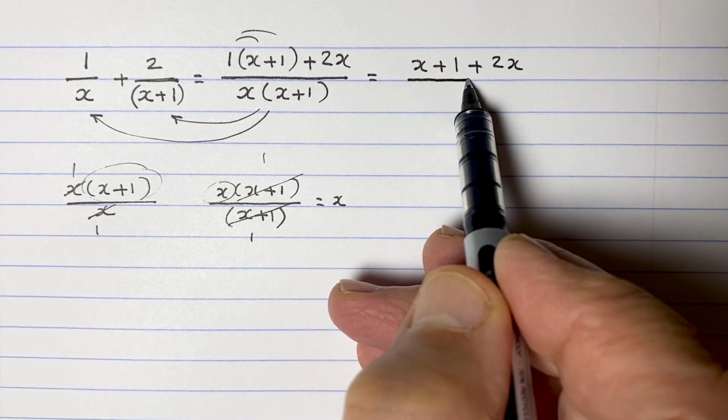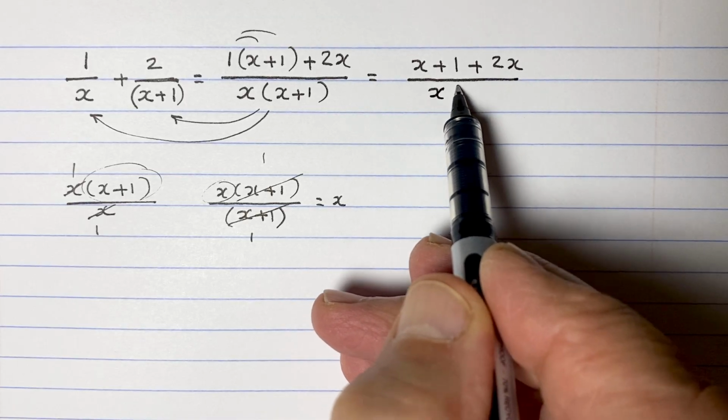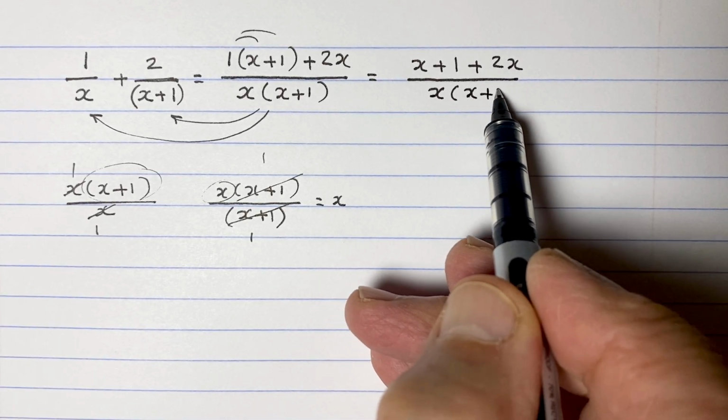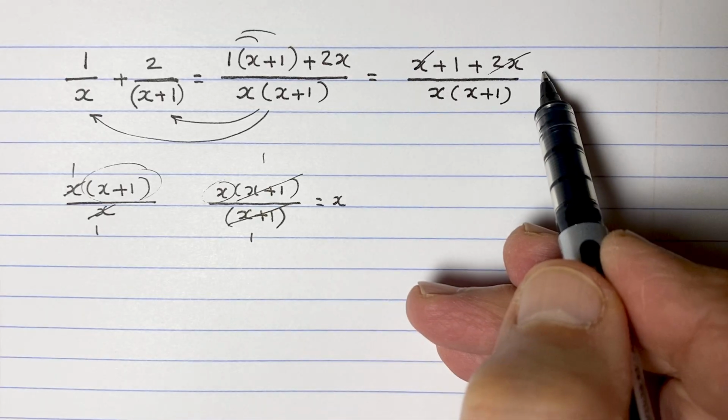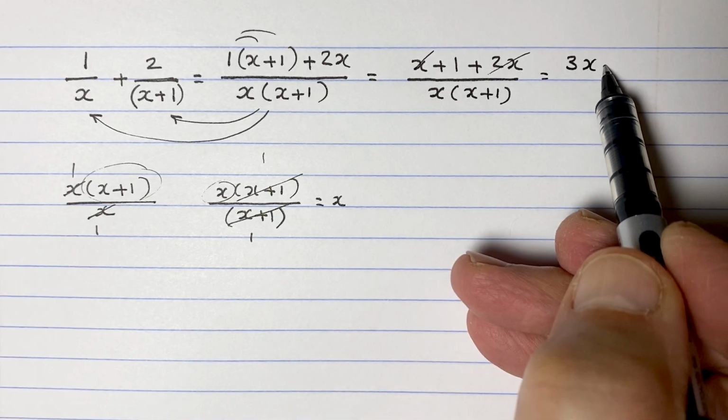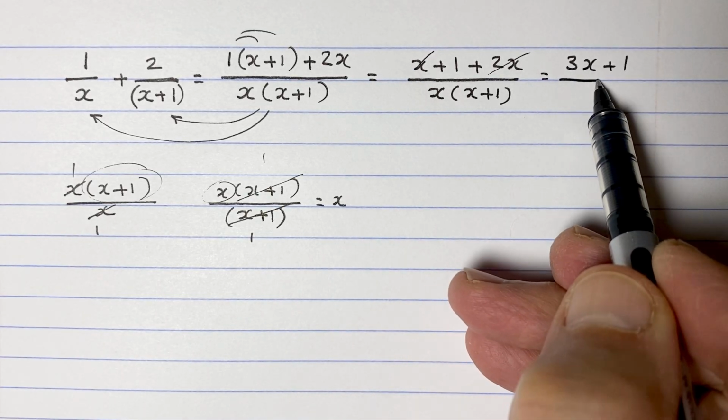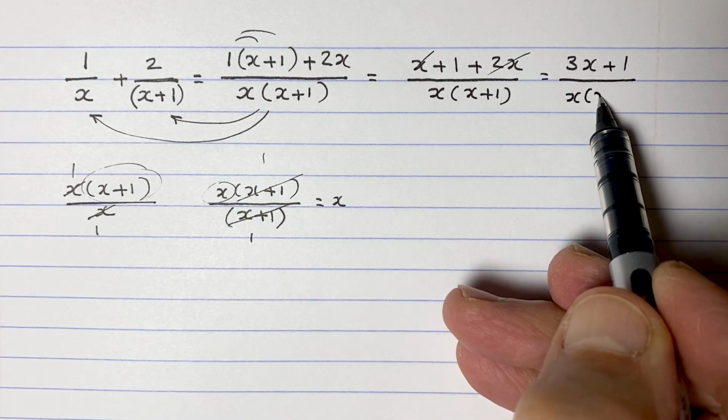Do not open the denominator. We always leave the denominator in a factorized form. 2x plus x equals 3x, plus 1, over x plus 1.